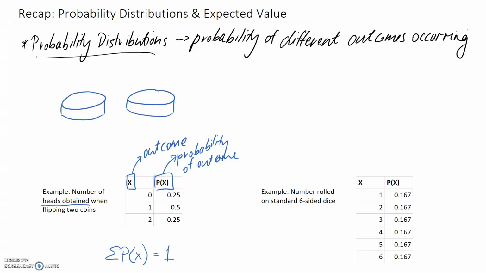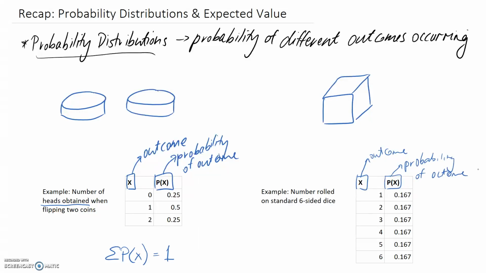All right, so let's do a second example, where we're going to look at the number rolled on a standard 6-sided dice. We have a dice, each side is labelled 1 to 6, so when we roll that dice, the different outcomes that we can have, which is what we're putting in this first column for X, are that we can roll a 1, a 2, 3, 4, 5, or 6. So that's our different outcomes. The second column needs to be the probability of those outcomes.